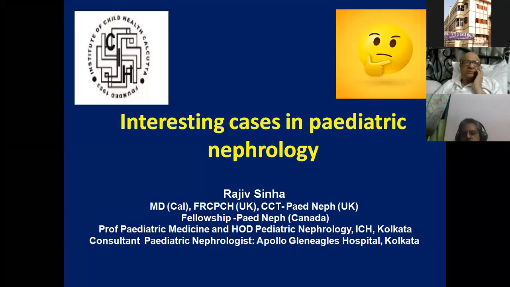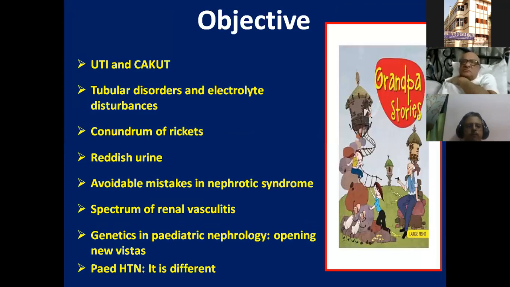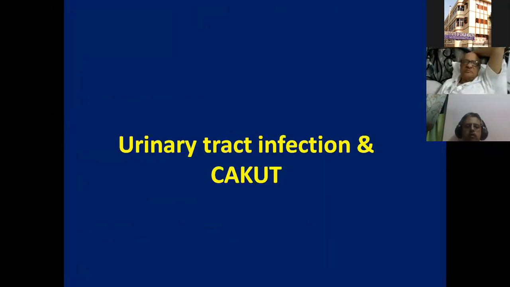Hopefully in future everyone will give us time to complete the full part of it. So in the next 15 minutes or so, we will try to cover some of these disorders. We'll start with something common, UTI and CAKUT. CAKUT, as we all know, is now the terminology for congenital anomalies of kidney and urinary tract.